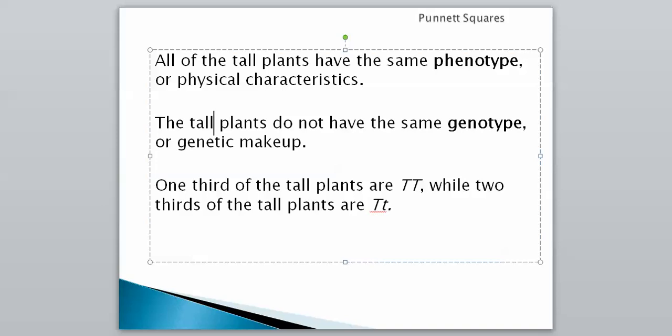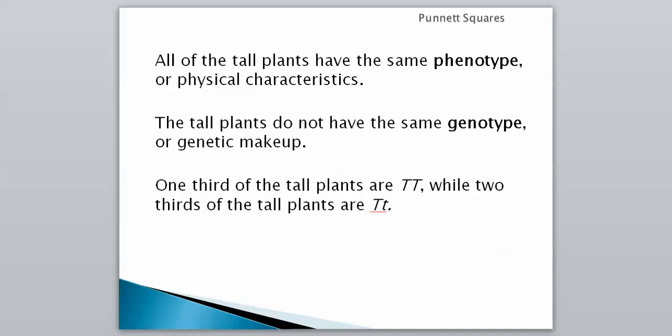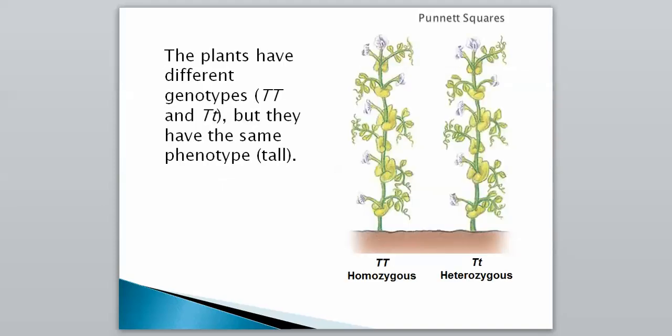So if we go back and we look at our example here again, we have big T, big T, and big T, little t. They're both tall, they both have the same physical characteristics, phenotype, but they do not have the same genotype because one has a little t. And then 1/3 of the tall plants are TT, while 2/3 of the tall plants are big T, little t. That's what we just said. So these plants have different genotypes. You can see big T, little t, but they have the same phenotype.